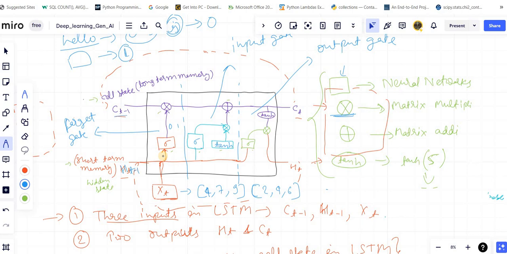So ct minus 1 is a vector, ht minus 1 is a vector, xt is a vector, ht is a vector, ct is a vector. Everything which you are seeing is not a value, those are all vectors. And when I'm saying a vector, it means it's a combination of numbers. And what would be the dimension of this vector, that we will understand soon.